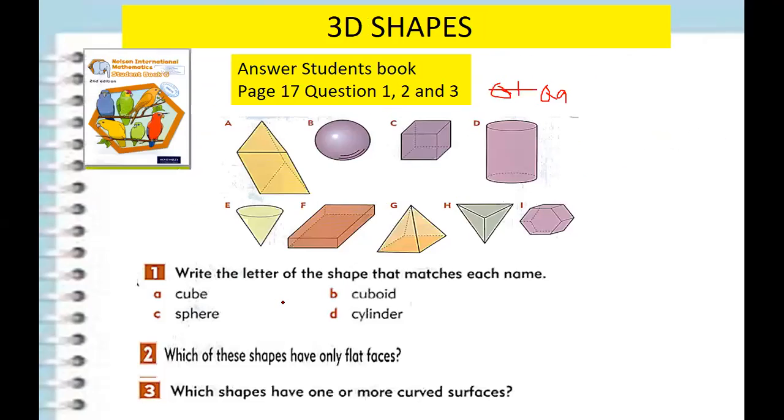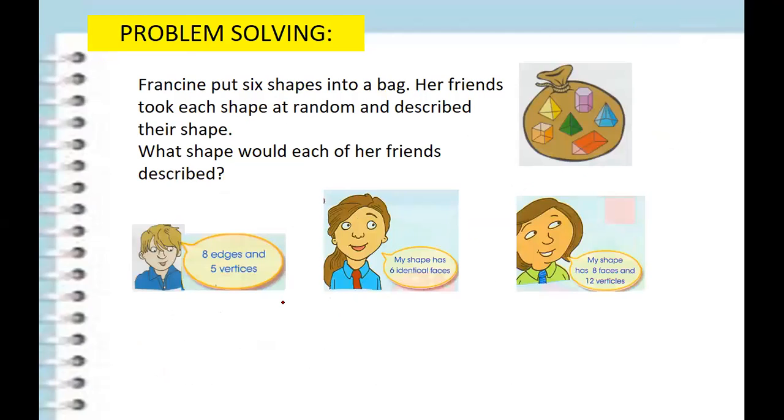Okay, lastly, let's answer this question. Francine put 6 shapes into a bag. Her friends took each shape at random and described their shape. What shape would each of her friends describe? Can you tell me? Okay, 8 edges and 5 vertices. You can count it and give me the shape. And then my shape has 6 identical faces, meaning the same faces. What do you think that is? Then the next one is my shape has 8 faces and 12 vertices. Can you explain this one? And you have to tell me also the answers.